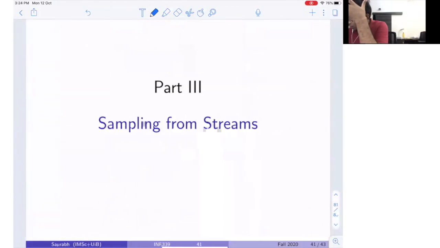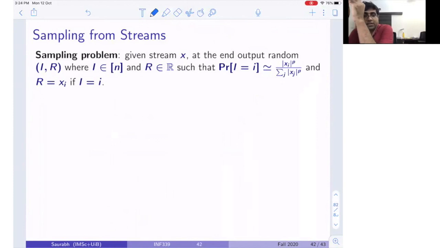Okay, and then one more interesting thing which happens is that given a stream x, at the end you want to output a random (i, r), where i is some index in n and r is in R. So the probability of selecting i is proportional to this. And so, for example, if p would have been equal to 0, then what are we trying to do? We want to output one of the coordinates which is non-zero with uniform probability. Okay, this is what we would like to do, right?